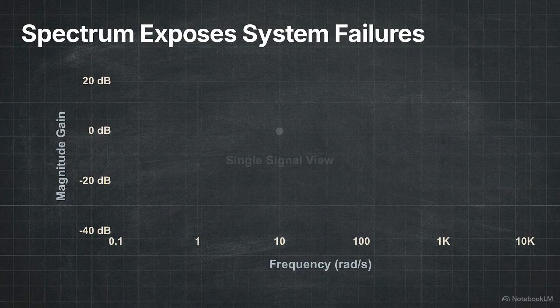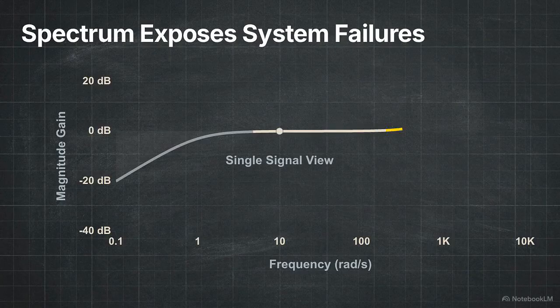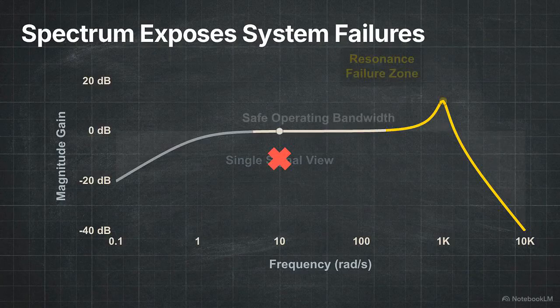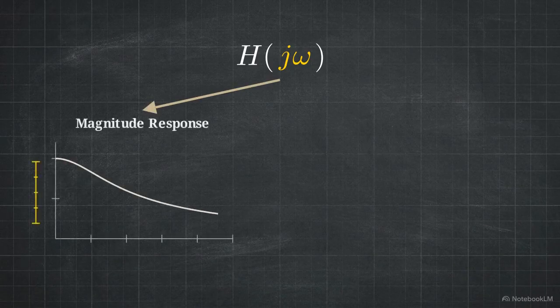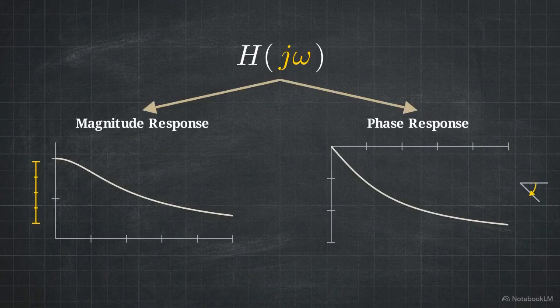Designers must understand how a linear circuit reacts across an entire spectrum of physical frequencies to prevent system failure. Analyzing a single signal is insufficient for predicting how a complex circuit will behave in the real world. We transition from the theoretical Laplace S-domain transfer function to the physical frequency domain by substituting S with j omega. This reveals the two distinct components of the system, magnitude response and phase response.